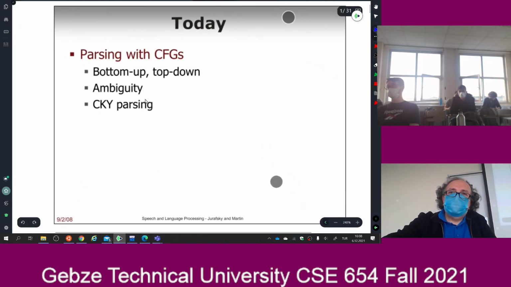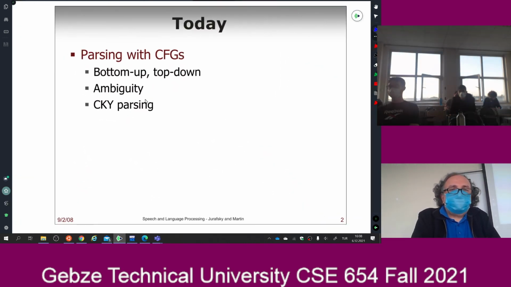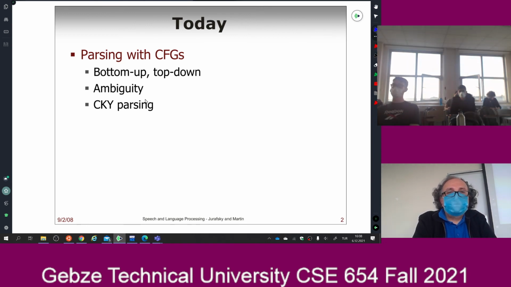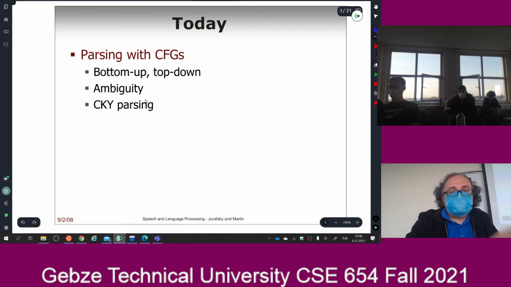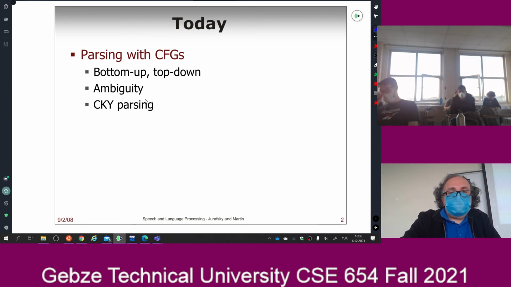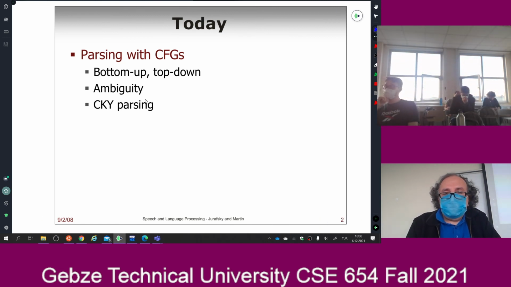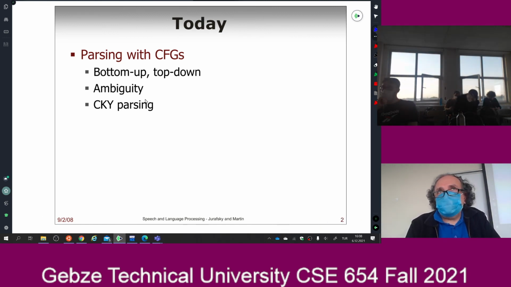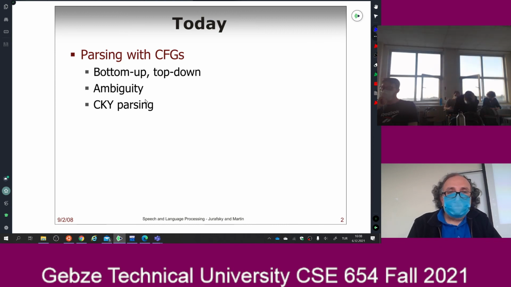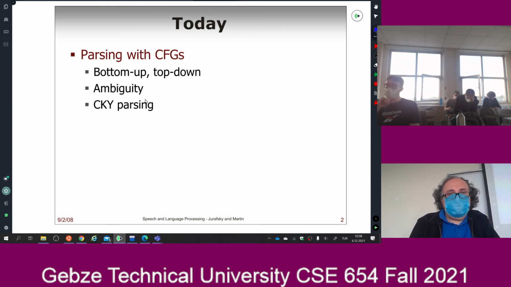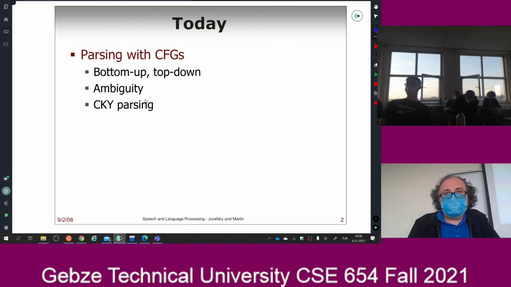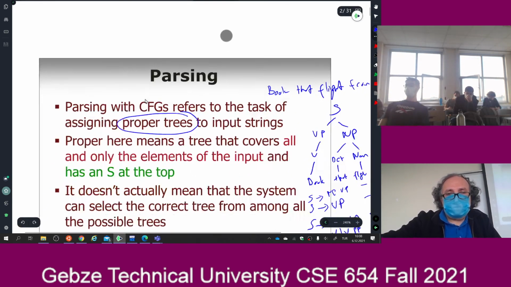For the context-free grammars, we will see two types of parsers, bottom-up and top-down. Ambiguity will definitely be there, okay? We will see examples of both top-down and bottom-up parsers. Both of them are based on dynamic programming. Again, we are going to fill in some tables, and we are going to show you parse trees, all possible parse trees for a given sentence.